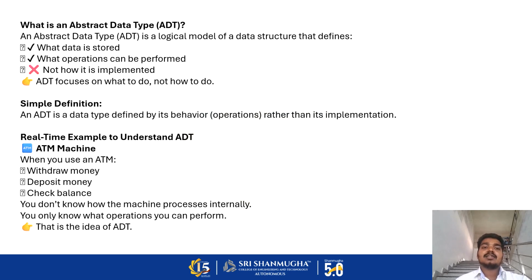Next is the abstract data type, called the ADT. It is the logical model of a data structure that defines what data it stores and what operations can be performed, and not how it is implemented. A simple definition: a data type defined by its behavior and operations, not its implementation.